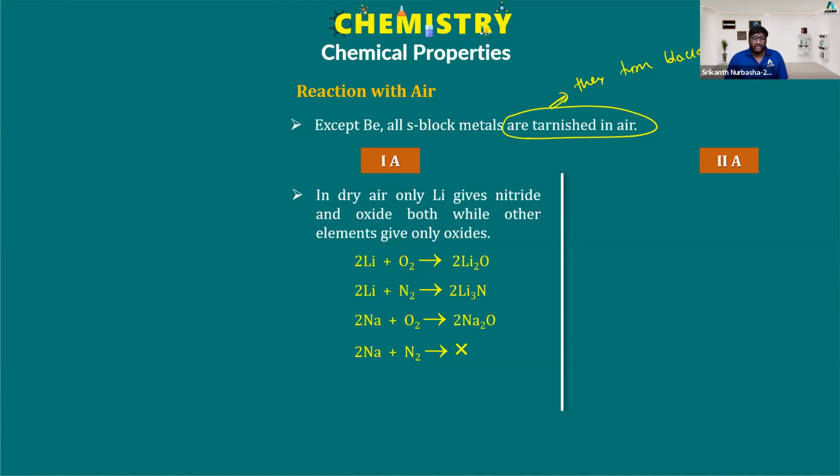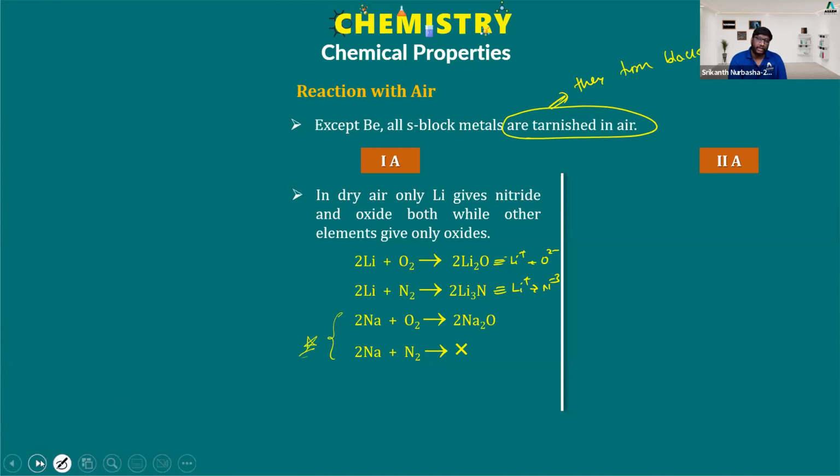Yes or no? Lithium, the first element in group 1A, will form both nitride and oxide. Nitride will be Li3N. In Li3N, we have Li plus and N 3 minus ion. Li2O has Li plus and O 2 minus ion. Lithium forms normal oxides, and its oxide and nitride are obtained whenever lithium reacts with air, whereas other elements will not form the respective nitrides.